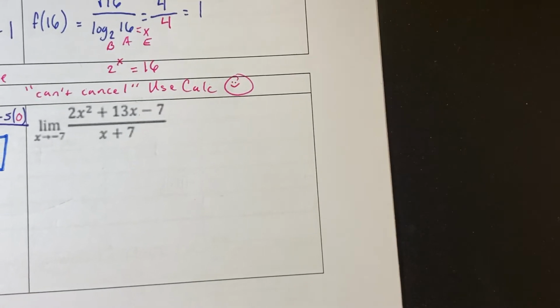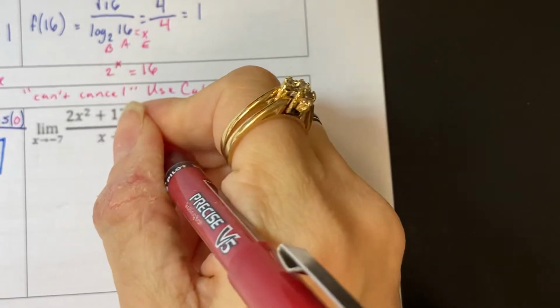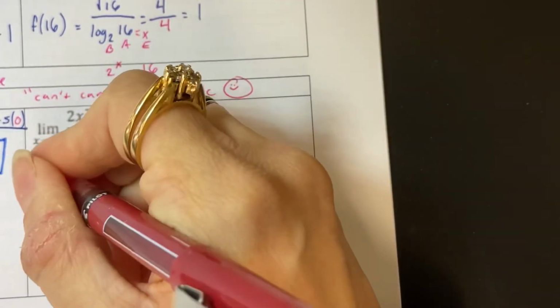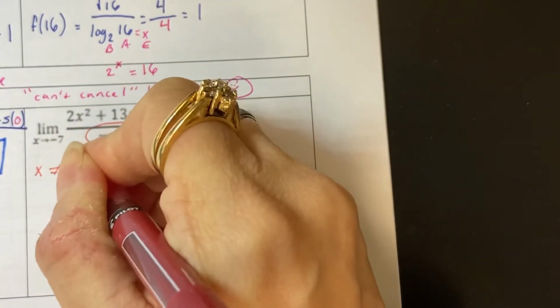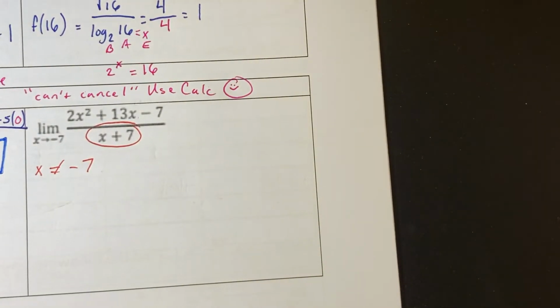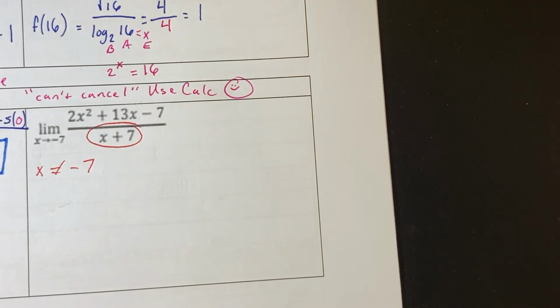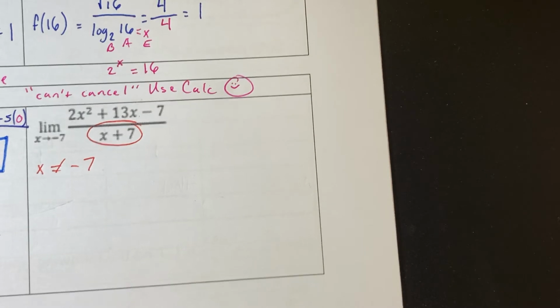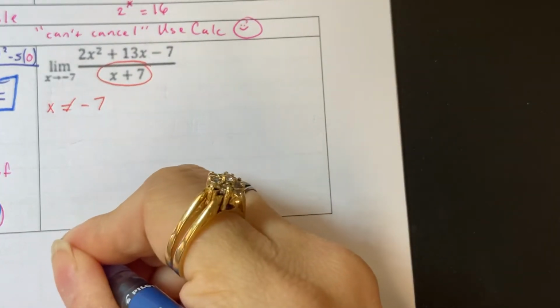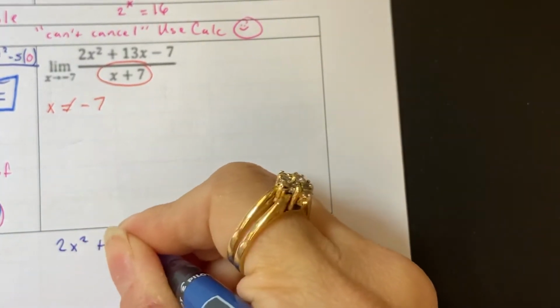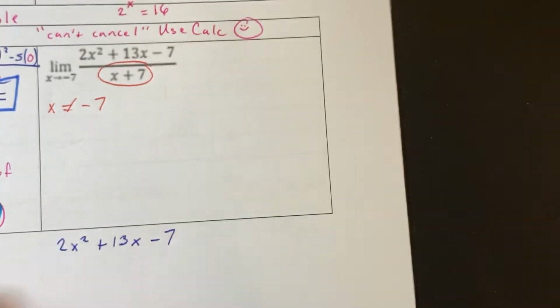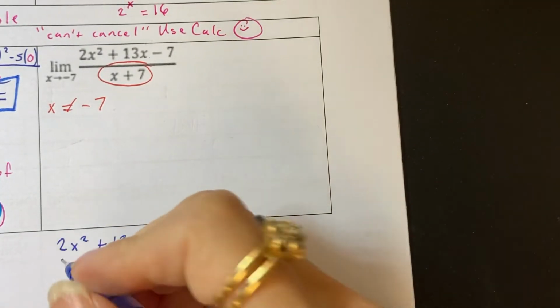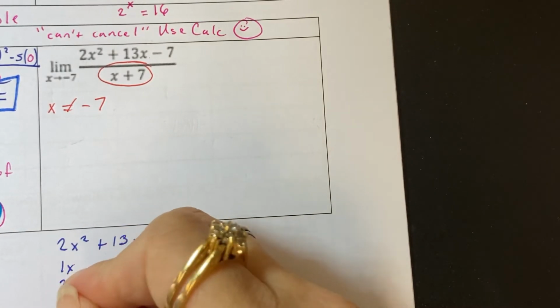So starting with, does this function have any restrictions? Sure does. We are dividing, so x can't be equal to -7 because that would make this dividing by 0. Next, we're going to try to factor and cancel it to see if we have a hole or a vertical asymptote at that restricted value. So I'm going to do the x method. We've got 2x squared plus 13x minus 7. So product of 2x squared, 1x and 2x.